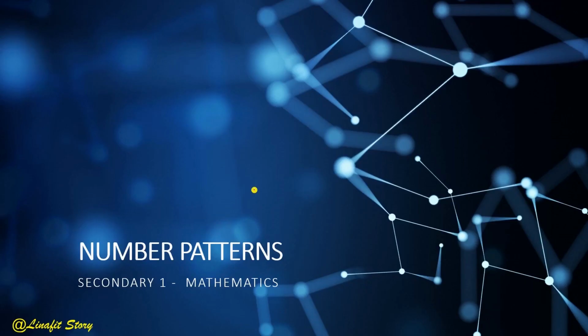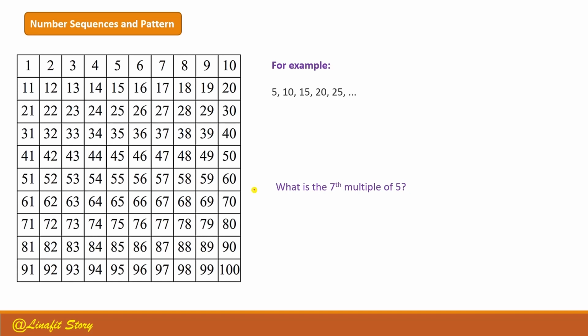Hi everyone, in this video we will learn about number sequences and patterns, finding specific terms and spatial sequences. Number sequences and patterns. In primary school, we have learned how to recognize patterns in some number sequences and how to find the next few terms or missing terms of a number sequence. For example, 5, 10, 15, 20, 25. Here, we get the numbers in the pattern by skip counting by 5.